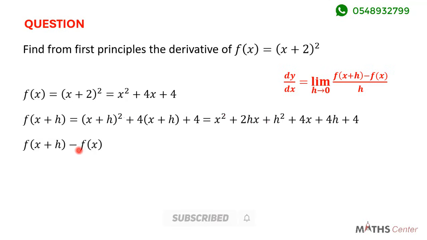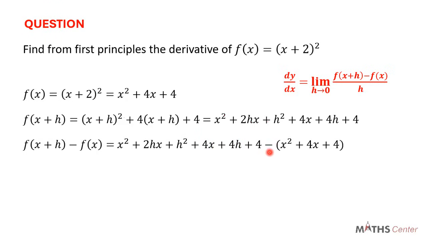Okay. Now we have f of x plus h, and we have f of x, so we can do the subtraction. So we are going to subtract f of x from f of x plus h. That will give us the numerator here. The function f of x plus h is x squared plus 2hx plus h squared plus 4x plus 4h plus 4. Then we are subtracting f of x from it. F of x has 3 terms, so we have to bring the bracket here to show that the negative affects everything in the bracket. Now let's expand the bracket here.